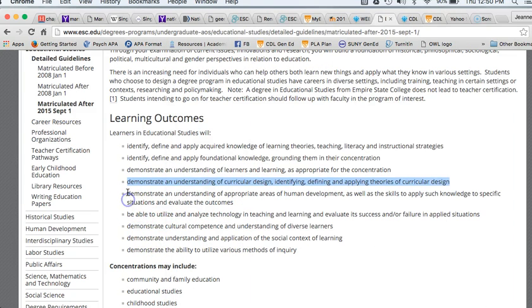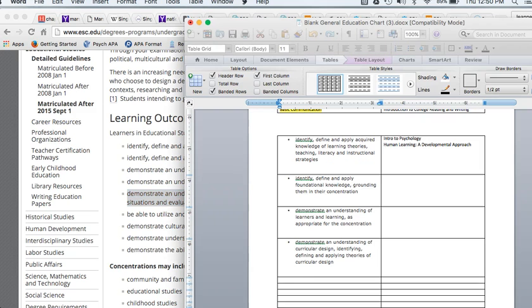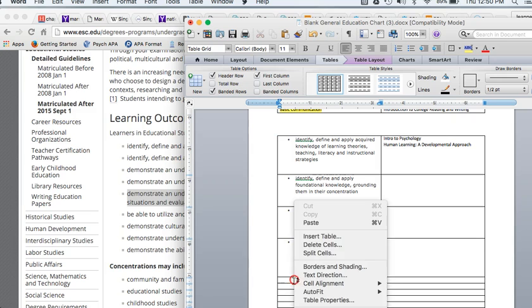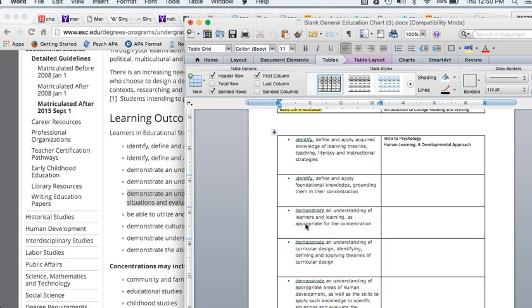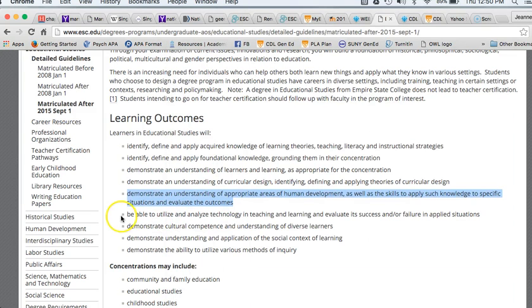Not all areas of study have a concentration guideline, but many of them do. I know that business degrees typically have concentration guidelines. I know that there are a lot in human services that will. I know that sciences and math will have concentration guidelines. So always look and check.